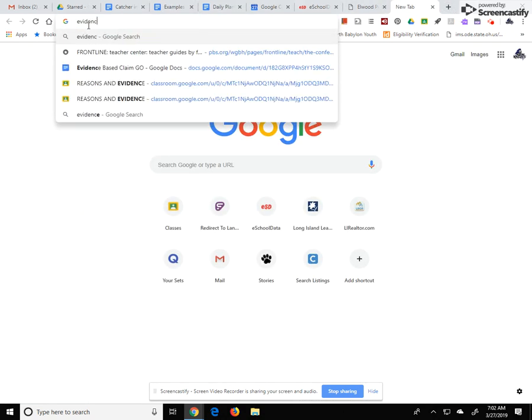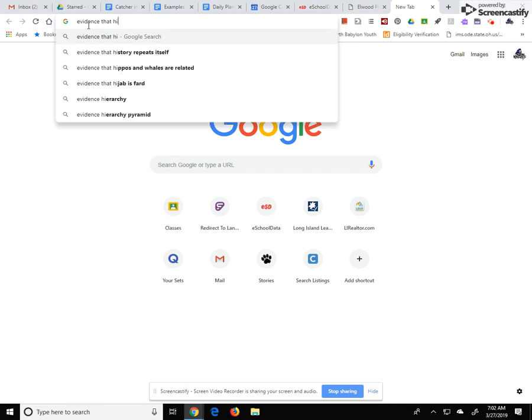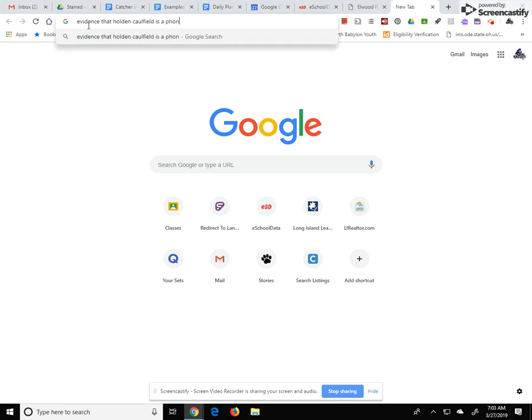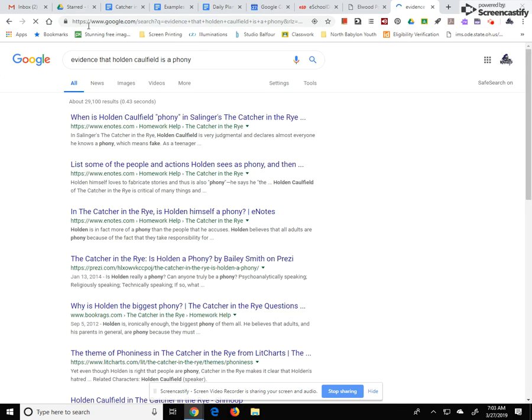If I Googled evidence that Holden Caulfield is a phony, let's see what we come up with. When is Holden Caulfield phony in Salinger's Catcher in the Rye? List some of the people and actions Holden sees as phony, so there are many things. Is Holden a phony himself? So that's if you were looking for Holden being phony.